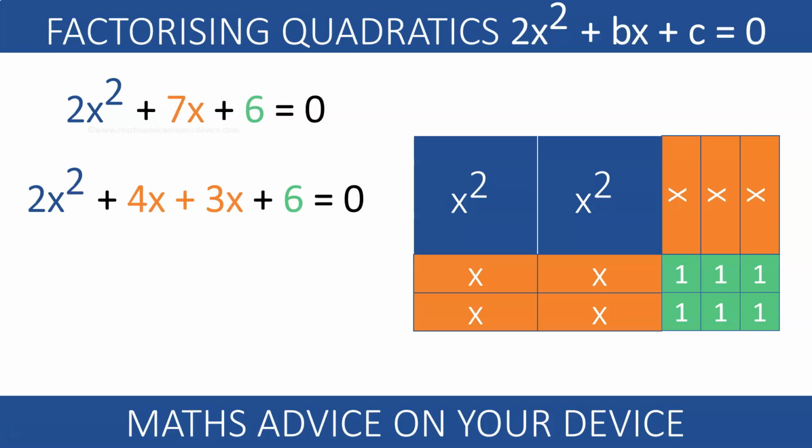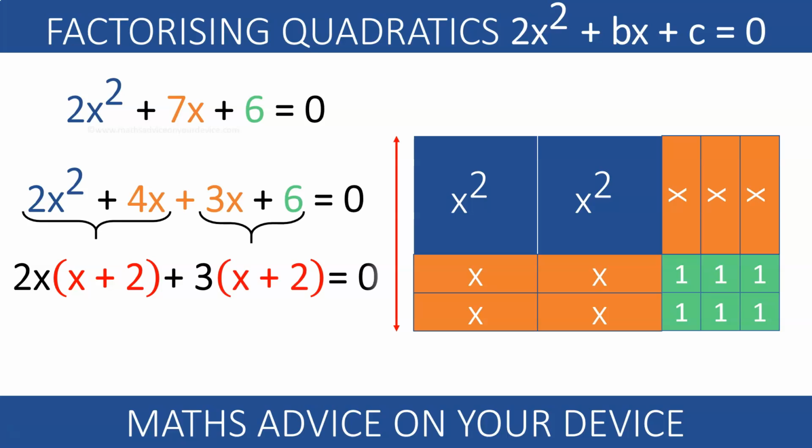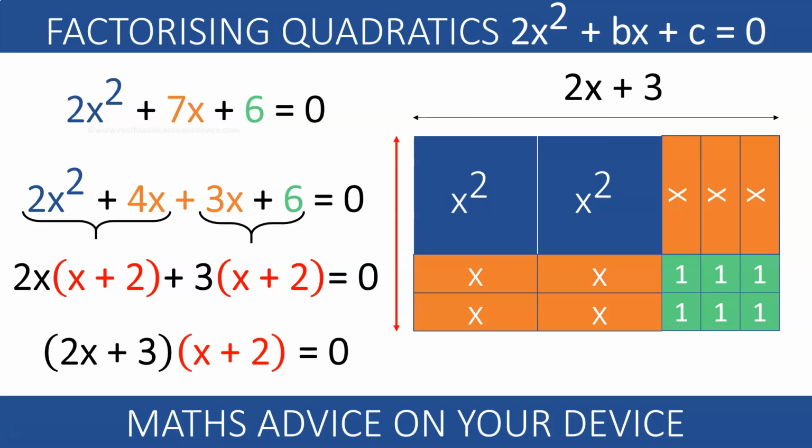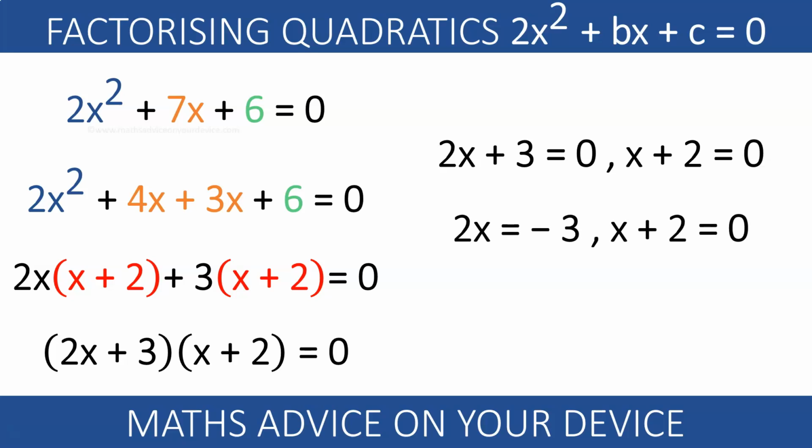For that, we can break down the 7 orange rectangles into two groups. One contains 4 and the other 3 orange rectangles. The height of this rectangle, x plus 2, is a common factor of the first two terms. X plus 2 is also the common factor of the last two terms. 2x plus 3 is the other factor, the base of our rectangle. This leads to the two solutions, negative 1.5 and negative 2.